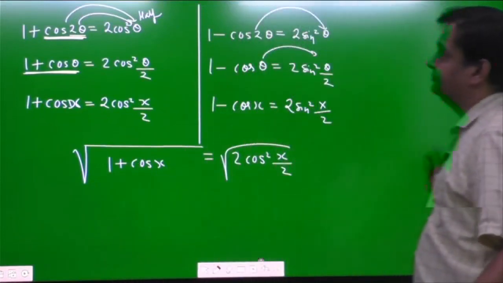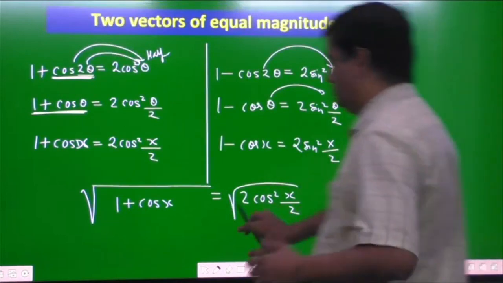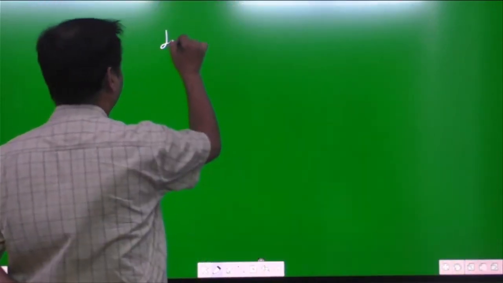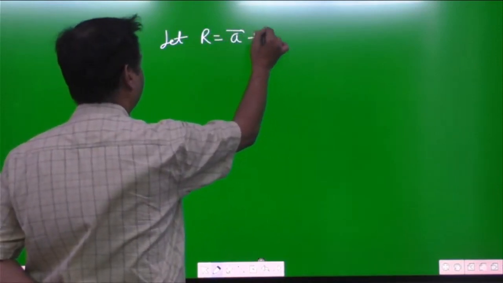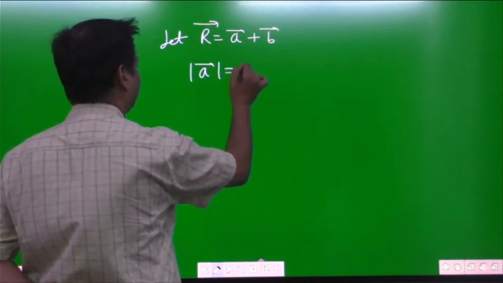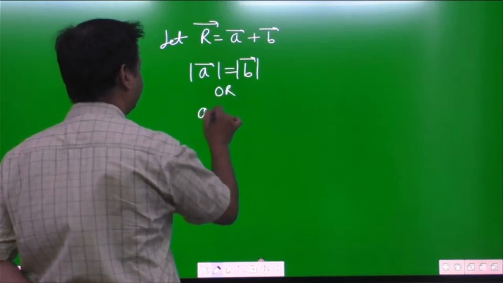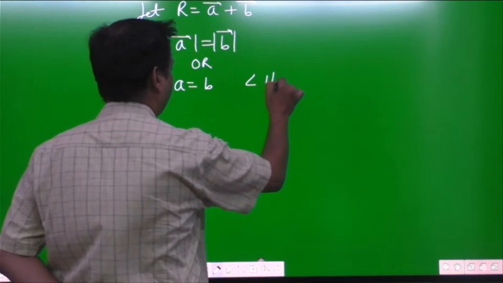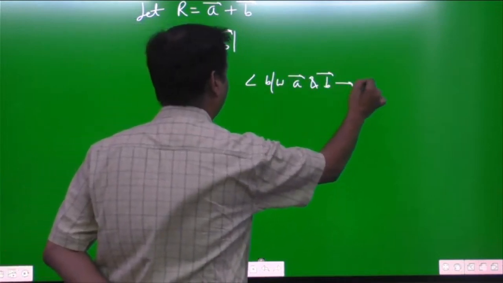Now see, we are adding two vectors of the same magnitude. Let r equal a plus b, and the modulus of a is the same as the modulus of b. They have the same magnitude. Or you can also write it like this, and say the angle between a and b is theta.